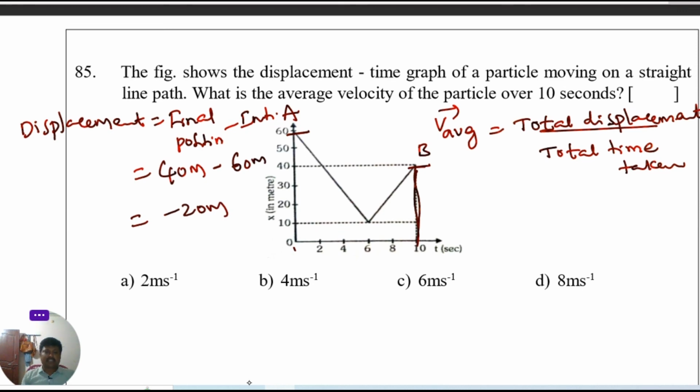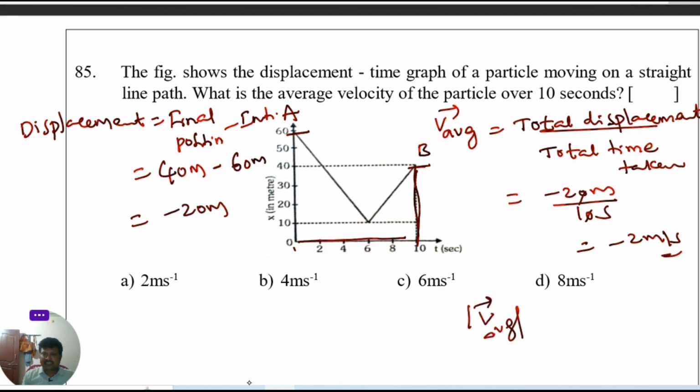So total displacement is 20 meter and total time taken is 0 to 10, that is 10 seconds. That is equal to minus 20 meter by 10 seconds, that is equal to minus 2 meter per second. So this is the average velocity. But if only the magnitude is asked, that is equal to 2 meter per second. So 2 meter per second is the right answer. Option 1 is the right answer.